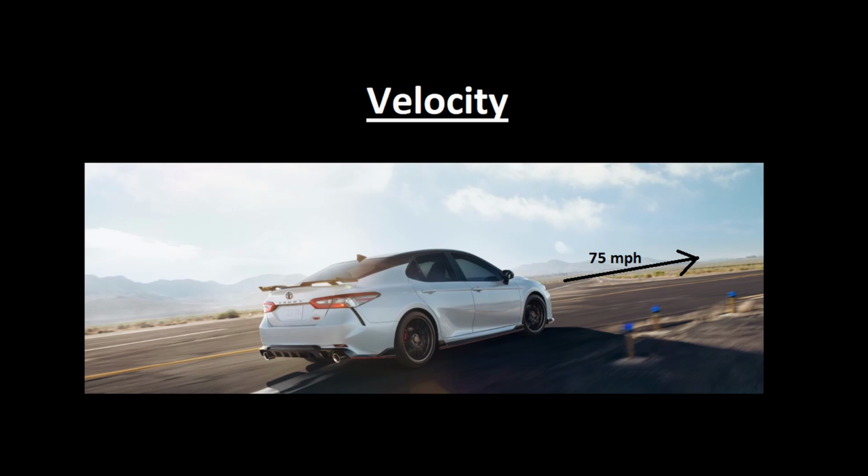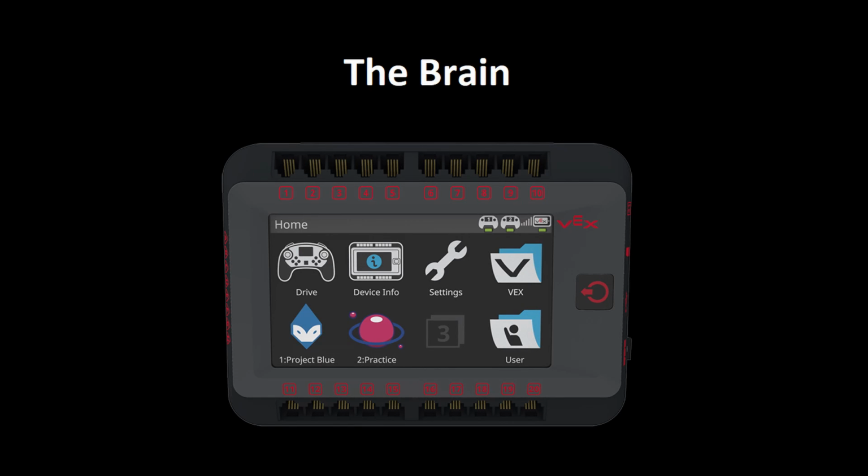So firstly, there's velocity, which is simple yet crucial. Velocity is basically just the speed at which you're going. So I could say that a car would be moving at a velocity of 75 miles per hour down the highway, and that's a proper use for it. It's practically a placeholder for speed in this sense. Another key term is the brain, which is basically just where all the programming and code actually runs, and where all of your wires are plugged into, which connects motors and sensors.